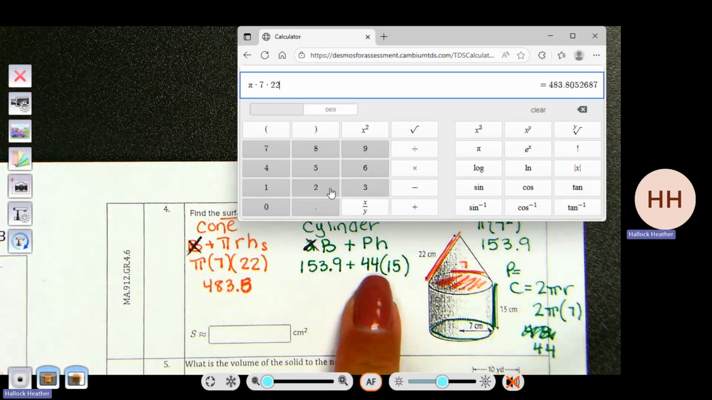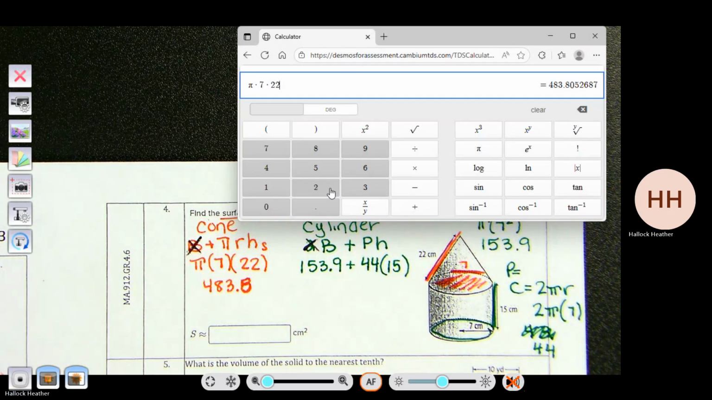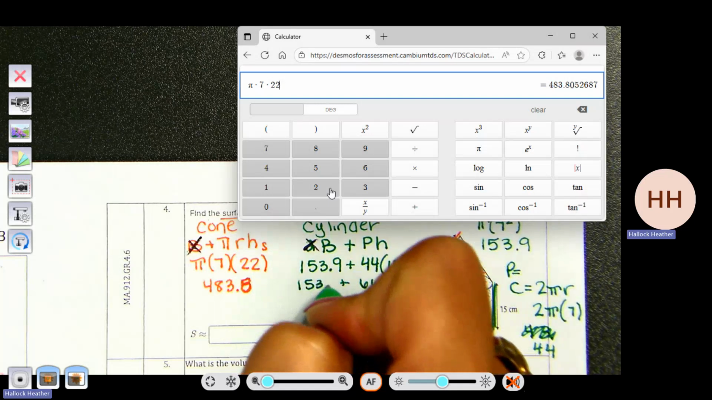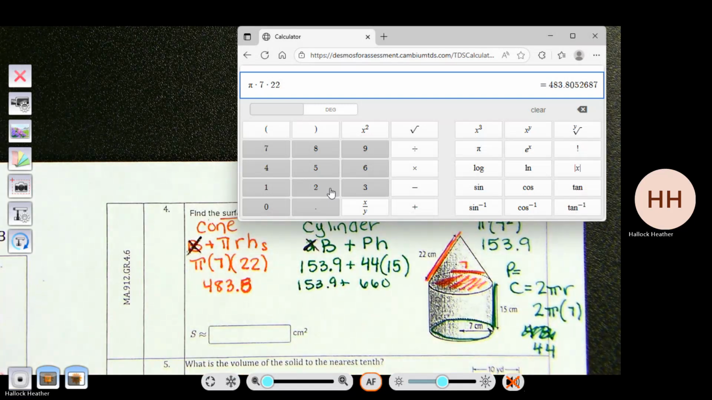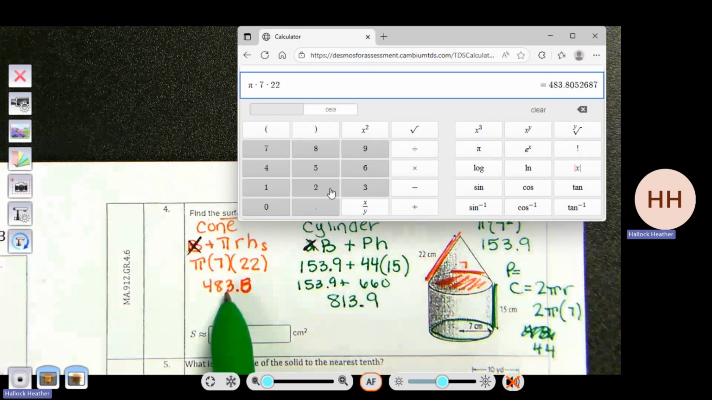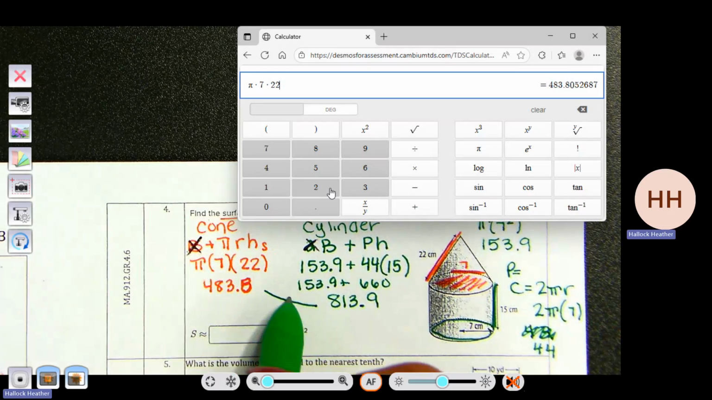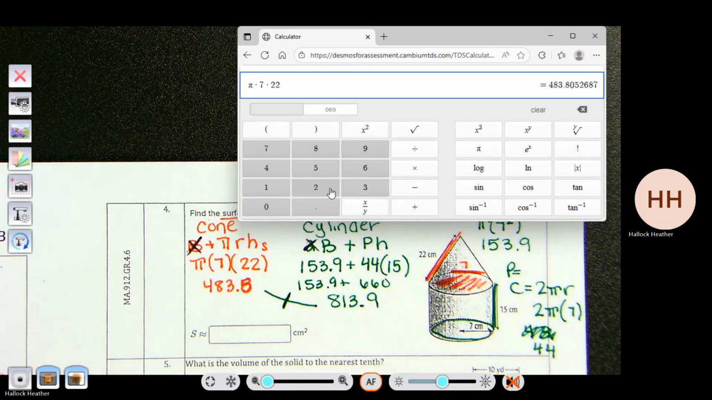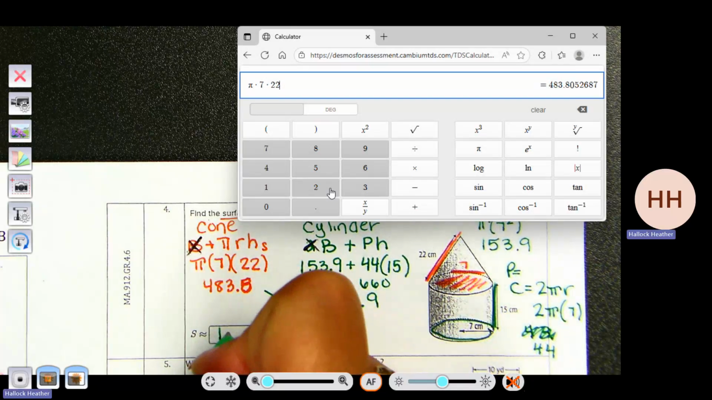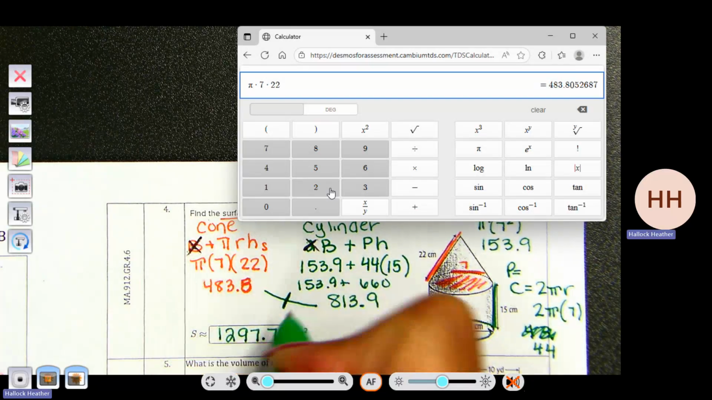After I multiply these and add them together, this is 660, add 153.9, which is 813.9. Then the last thing I need to do is add these two together. So I'm adding 483.8, and I get 1,297.7.